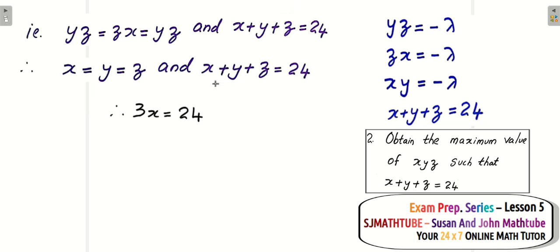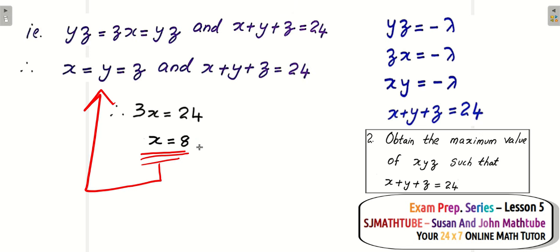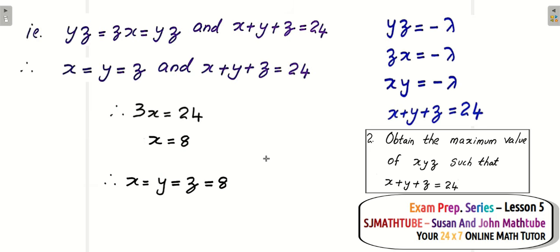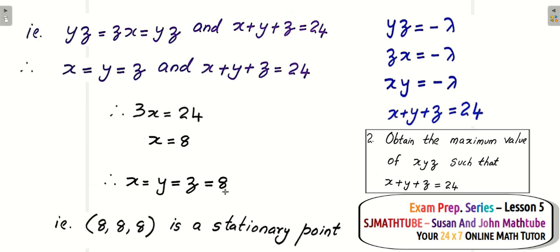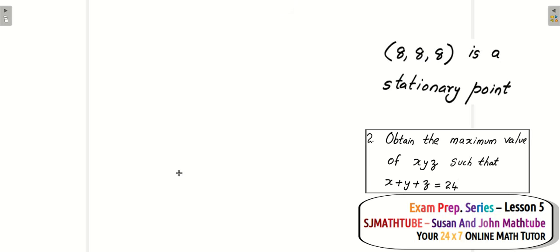That is, instead of y you can put x, instead of z you can put x. That means x is equal to 8, but x is equal to y is equal to z, so the point is 8, 8, 8. Okay, that's it. Now the testing part.